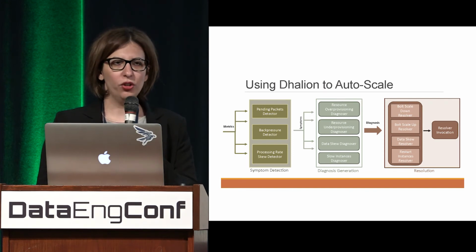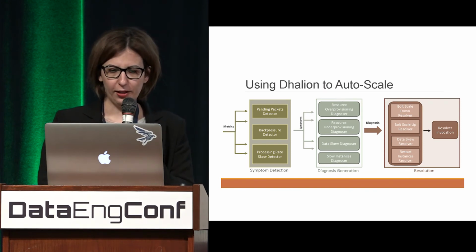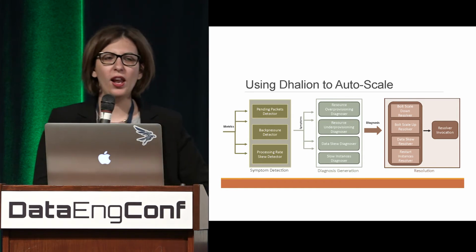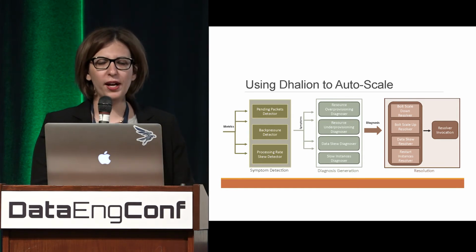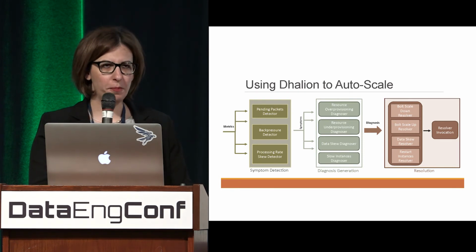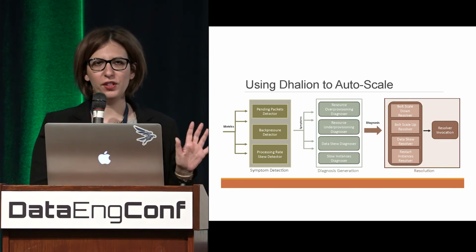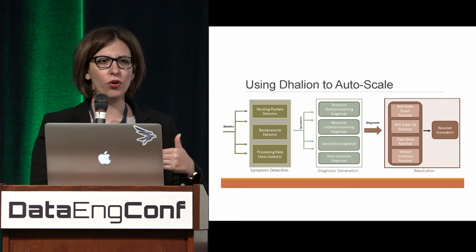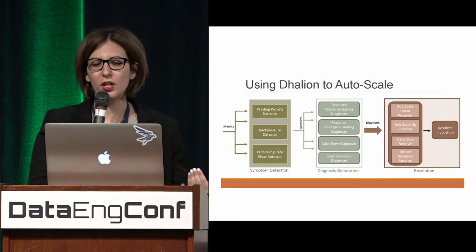So let's see what is the auto-scaling policy in Dhalion. As I said, there are 3 phases. In the first phase, we collect, again, metrics from Heron, and we try to identify 3 symptoms. The first symptom is whether there is back pressure in the system. As I said before, this might denote that there is a problem in the system, and it can potentially show that we need to scale up resources.